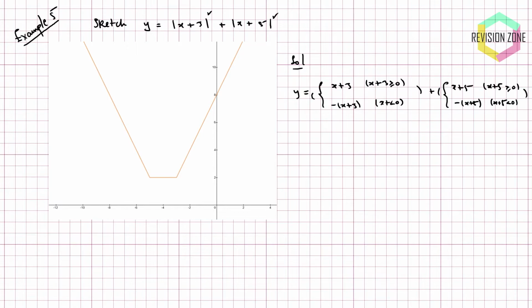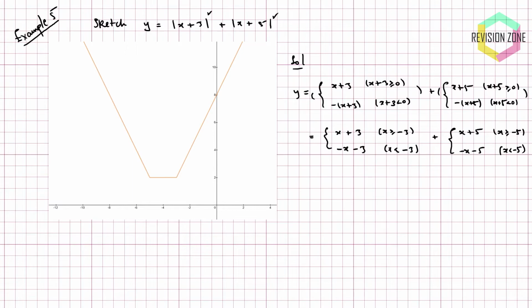So maybe we can simplify this a little bit. The first branch is just going to be x plus 3 for x bigger than or equal to minus 3, and the second branch of the first part is going to be minus x minus 3 for x less than minus 3. And then the other part is going to be x plus 5 for x bigger than or equal to minus 5, and of course minus x minus 5 for x strictly less than minus 5.